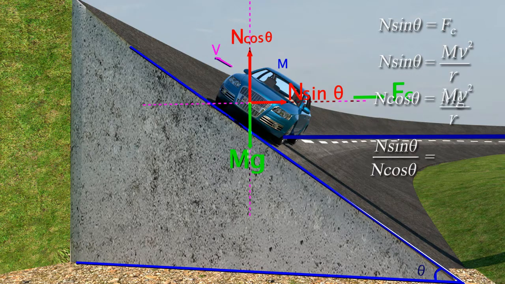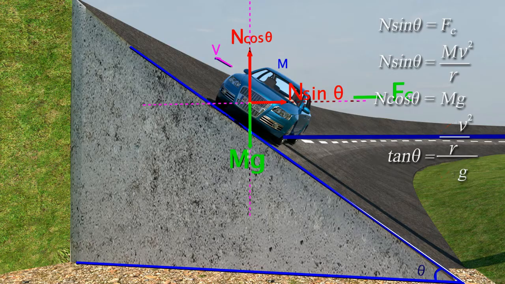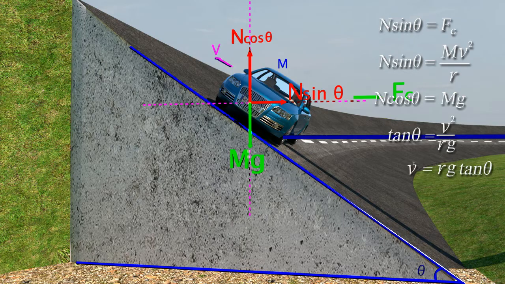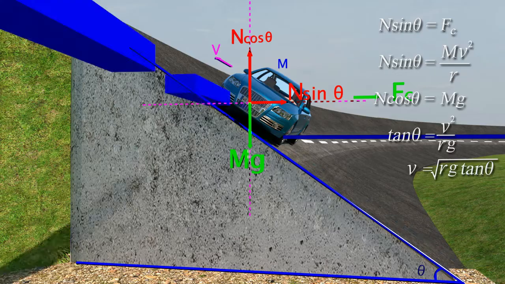From these equations, we arrive at the equation tan theta equals v square by rg. Thus, v is equal to root over rg tan theta.